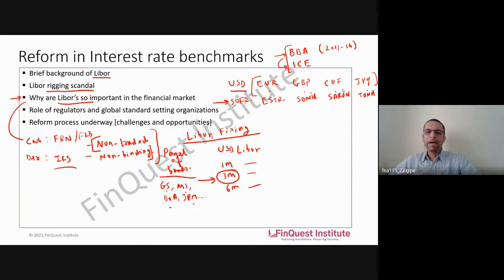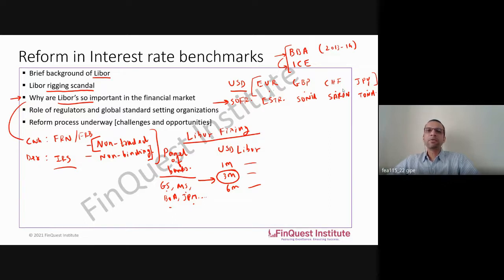So now banks are also advising their clients that whatever new transactions they do, they should use these new benchmarks. They should not use LIBORs anymore. So that way, the market has begun adopting these new benchmarks in a big way. So this is from your trading book side.